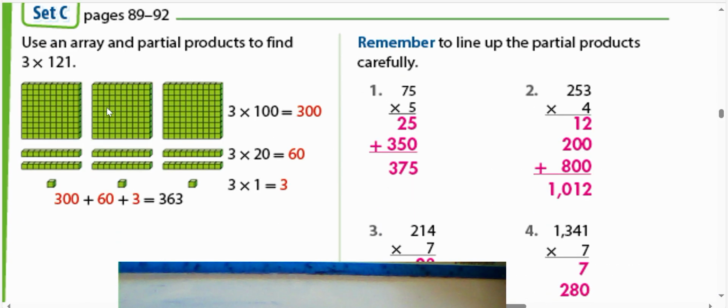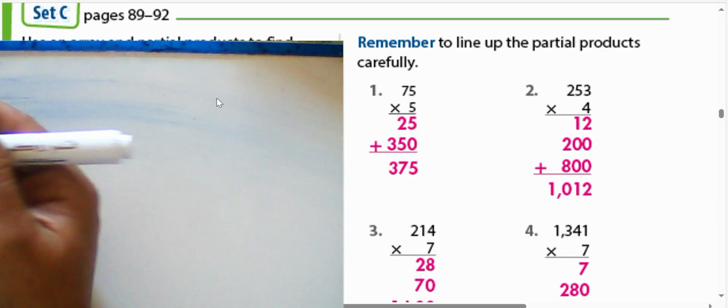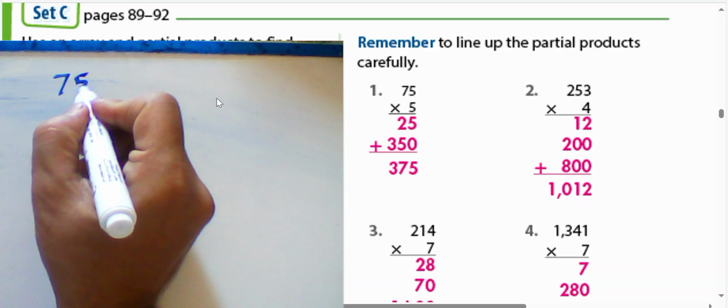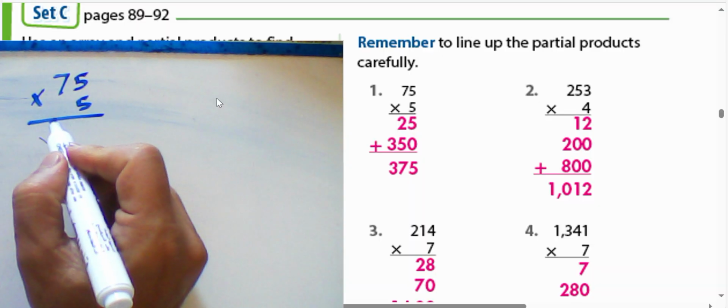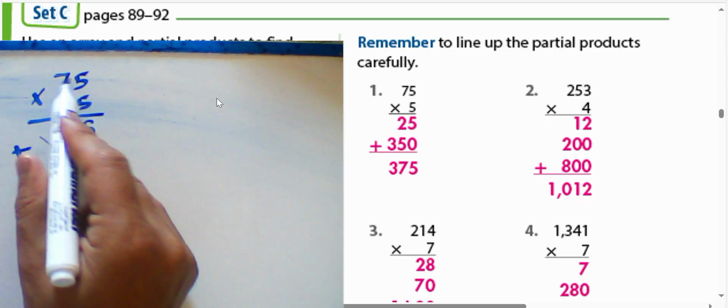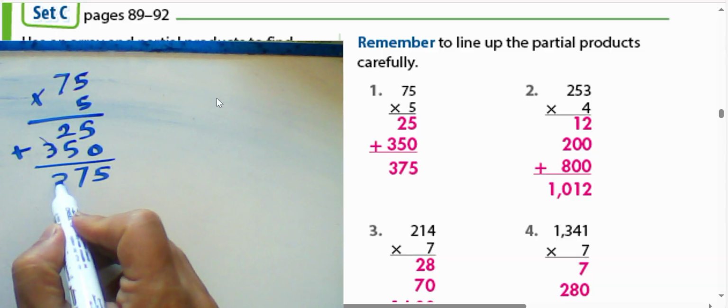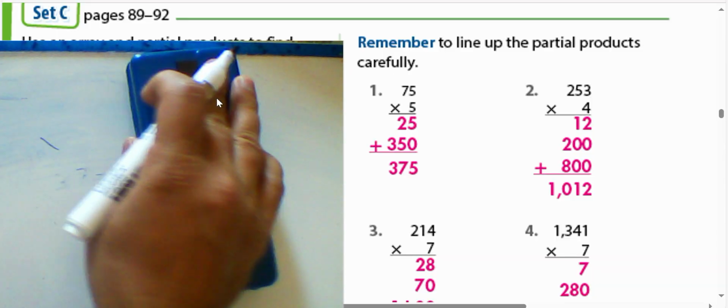This strategy is 3 times 123. 3 times 100 is 300. We have 20 repeated 3 times, 3 times 20 is 60, and 3 times 1 is 3. The result will be 363. Now we want to find the partial product carefully, about 75 by 5. We have 5 times 5 equal 25, and write 0. 5 times 7 equal 35. Then we can add them together. The result will be 375.